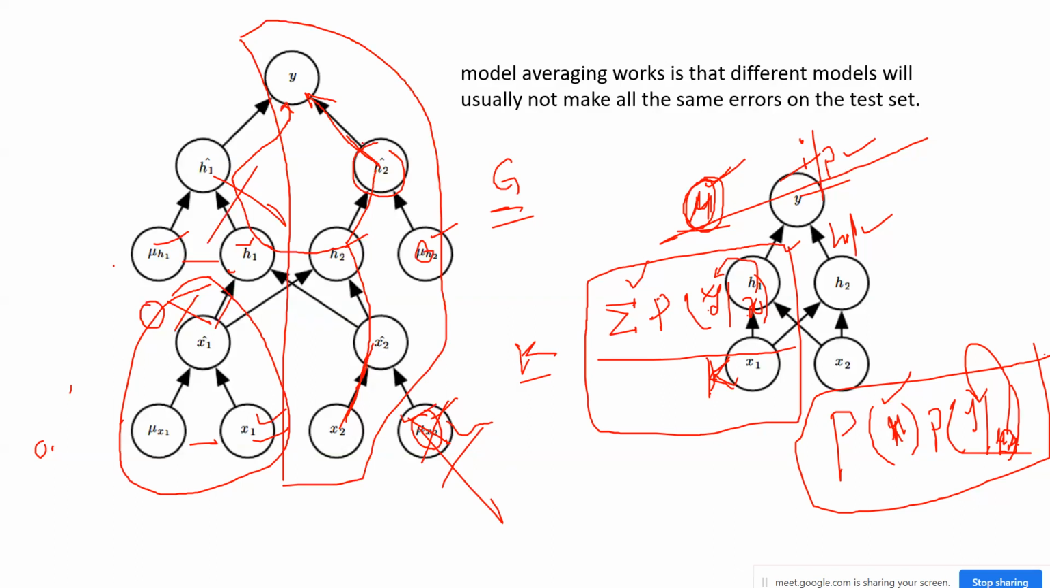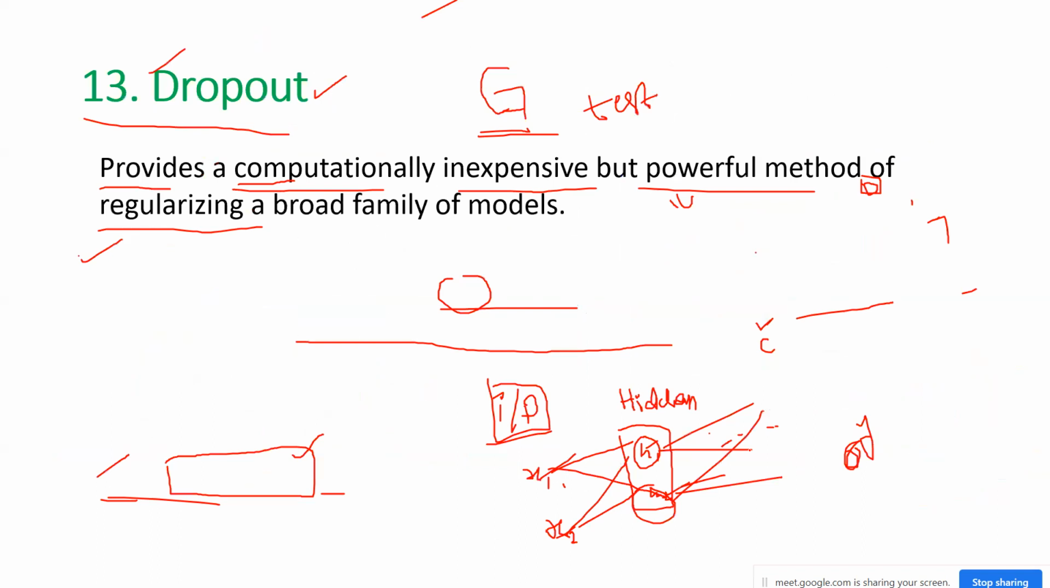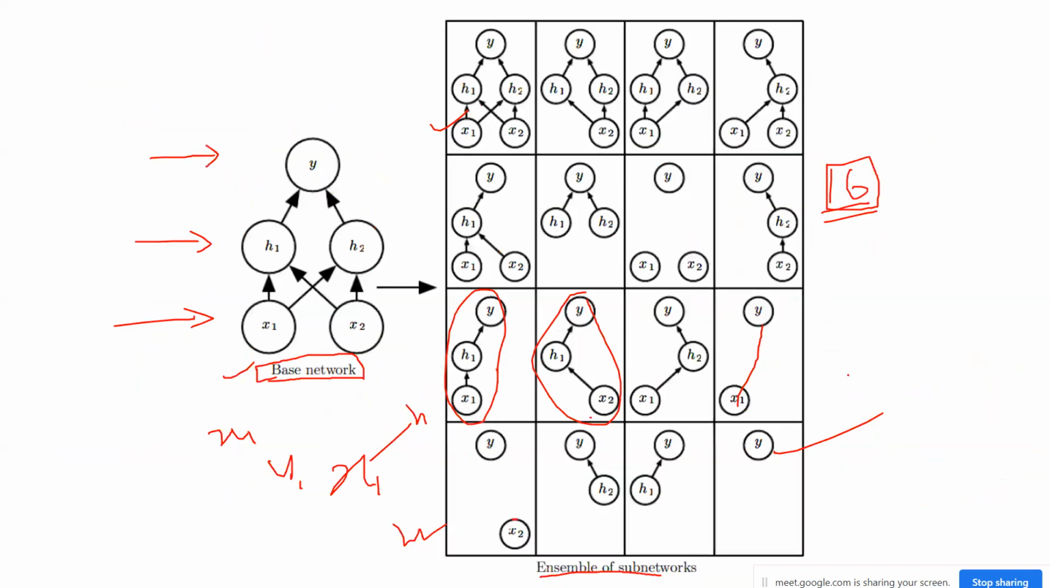Okay, we are going to consider subnetworks of the model. Like this, we have, these are all the subnetworks. How are these subnetworks formed? These subnetworks are formed based on the dropout of the layer.